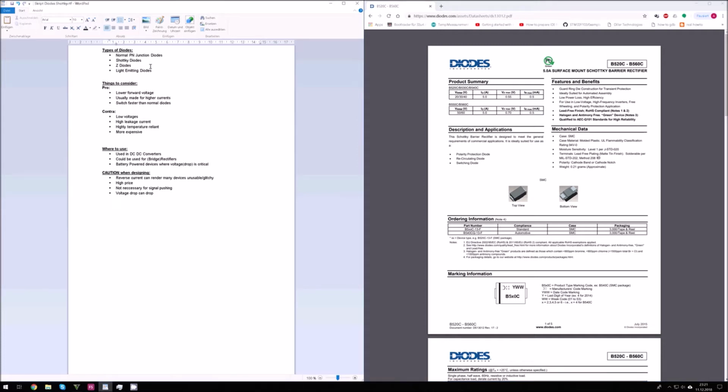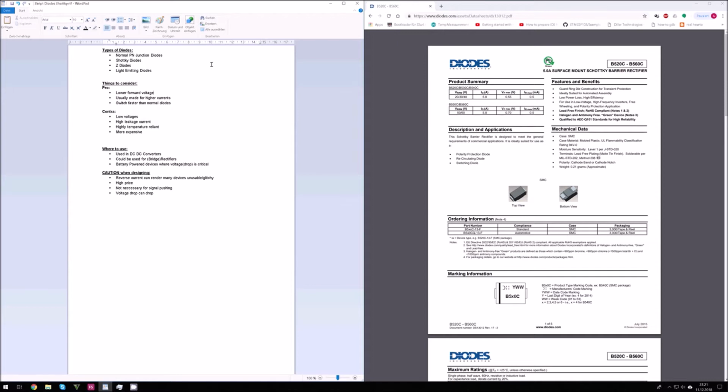Besides Schottky diodes, there are also different diodes like PN or NP junction diodes. These are the diodes we usually use. Also, there are Z or Zener diodes and light emitting diodes, and we know them as LEDs. So there are certain things to consider when making use of Schottky diodes in your electronics designs.